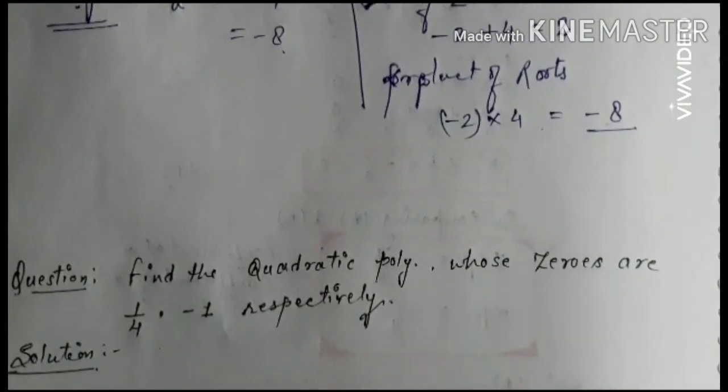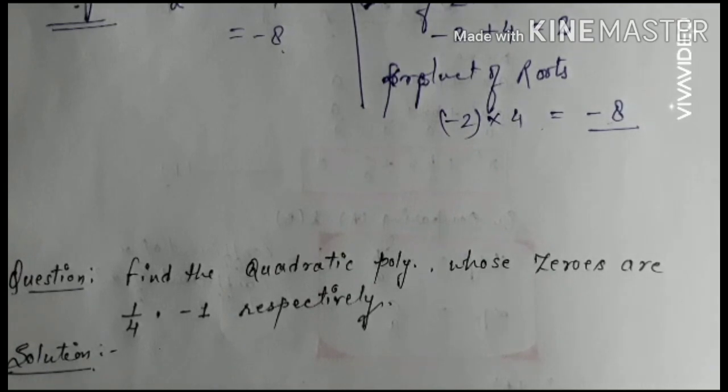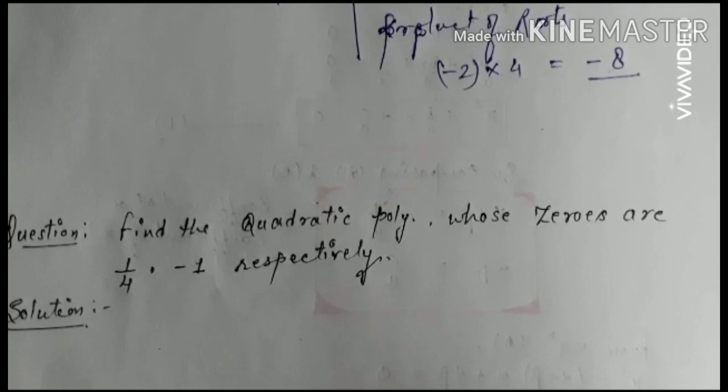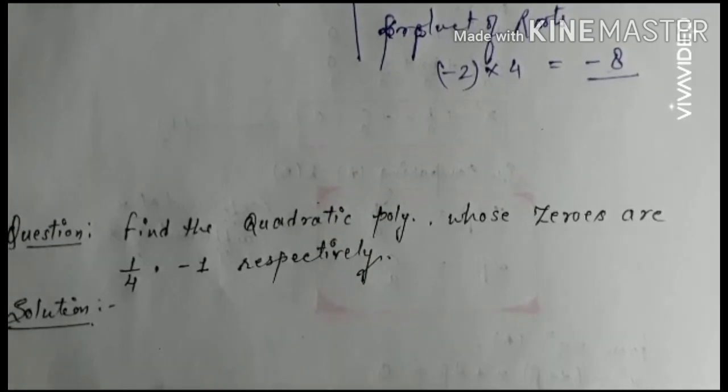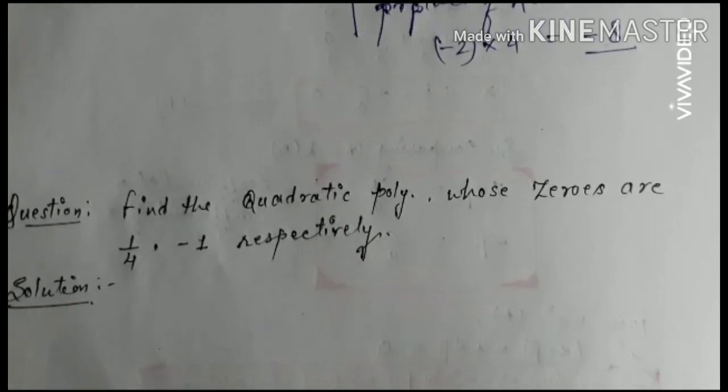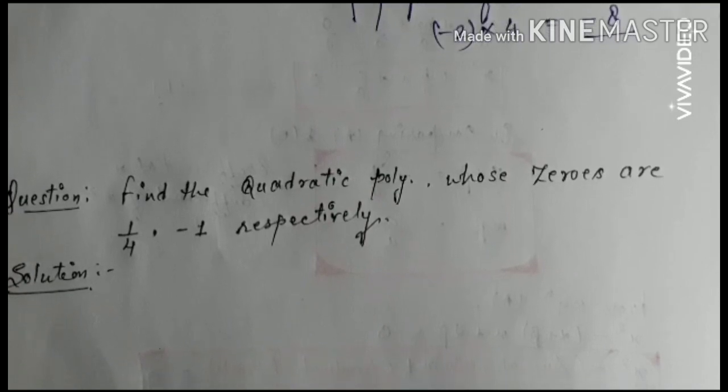Now come to the second question of exercise 2.2, NCERT. The second question, one question we have taken here: find the quadratic polynomial whose zeros are given.